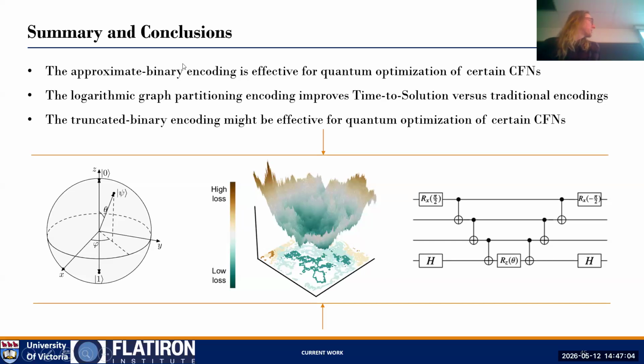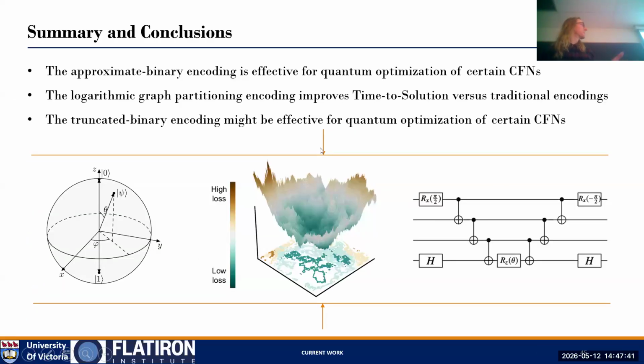That's the truncated binary encoding, and taken together with the other previous results, the approximate binary encoding is effective for quantum optimization of certain cost function networks. The protein design problem in particular is the one that we benchmarked. The logarithmic graph partitioning encoding improves time to solution versus traditional one-hot and domain wall. And the truncated binary encoding might be effective for quantum optimization of certain CFNs, and benchmarking on that front still remains to be done.